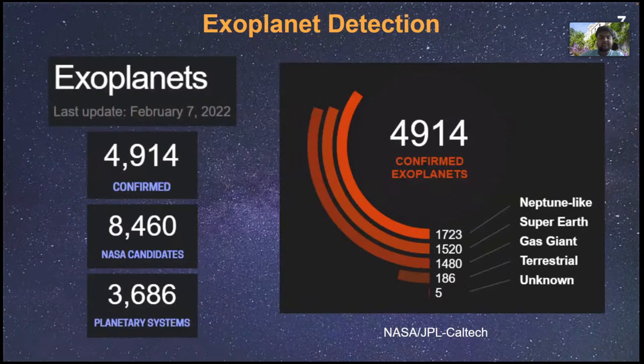Now through extensive surveys, we have detected close to 5,000. Actually, this figure is old, so now we have over 5,000 exoplanets detected and confirmed. And out of these exoplanets, most of them are large gas giants, with only a few terrestrial planets in here.